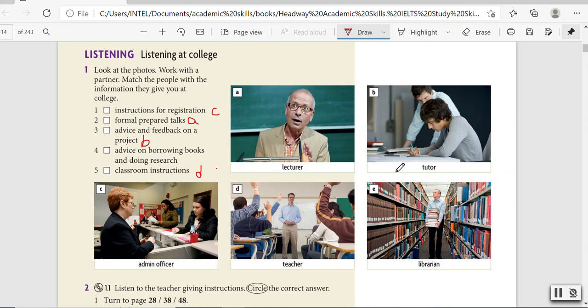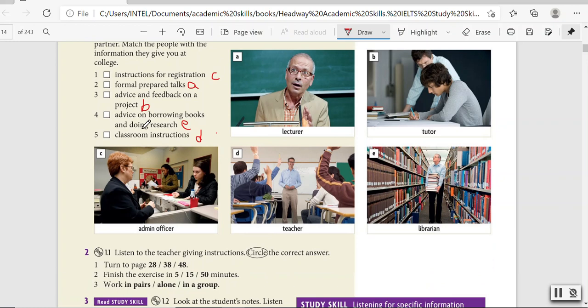Librarian. This person can help you. Okay, we have five persons and five pieces of information. We must label them. We must match them together.